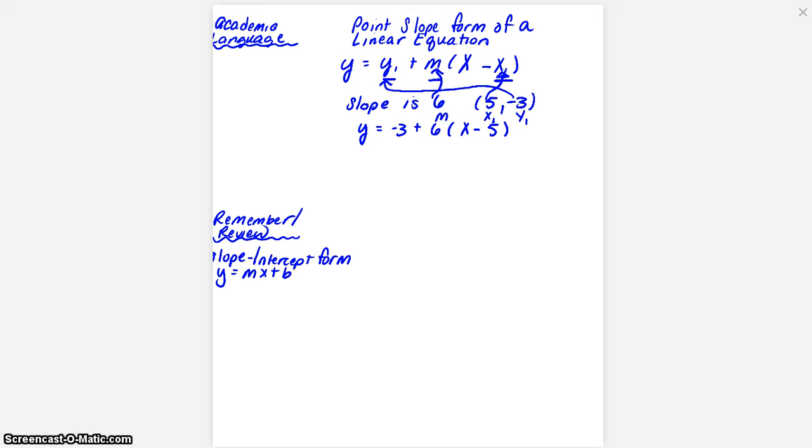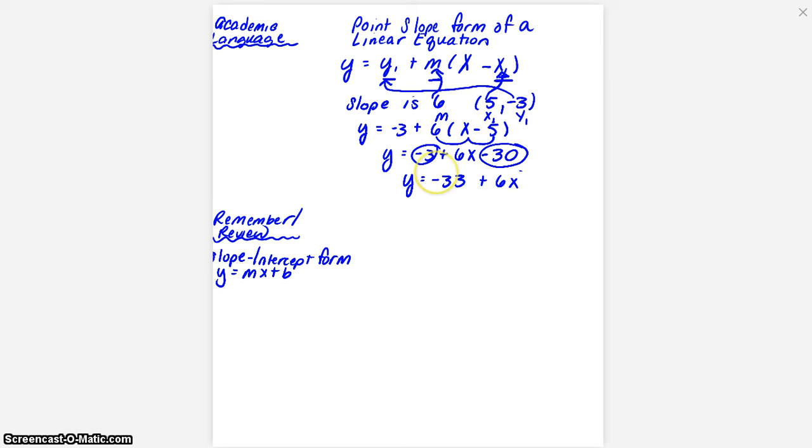Now the cool thing is, if you simplify this formula, if you simplify what we just did here, we would have slope-intercept form. Watch this. Y equals -3 plus, and I'm going to distribute the 6 through the parentheses, plus 6x minus 30, and I have one more step I can do. Y equals, I can combine my like terms. Okay, I have a -3 and a -30, so I have -33 altogether, plus 6x.